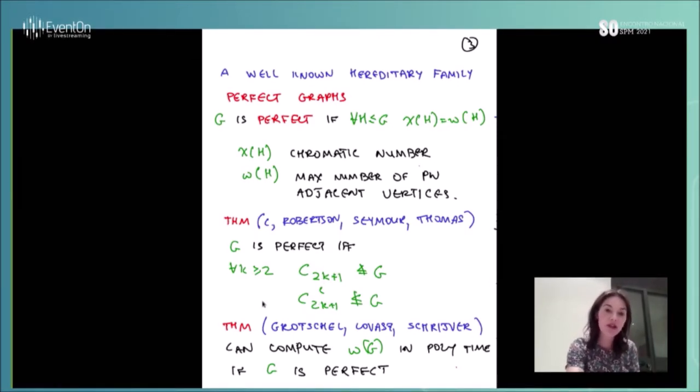Then there was an application, not application, but a property which kind of came from a different direction, from an algorithmic direction. So there are various problems in graph algorithms that are known to be NP-complete for general graphs. And among them, one of the most famous ones probably is computing the clique number.